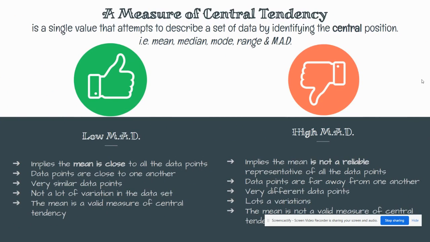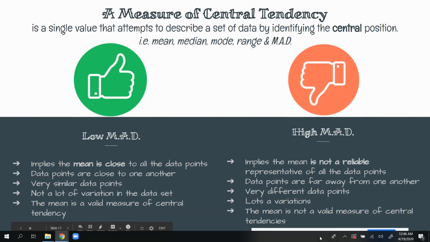The last thing I want to review and make sure that you understand today is what exactly a measure of central tendency is. A measure of central tendency is a single value. So it could be the mean, the median, the mode, the range, or the MAD, but it's one data point. And that data point or value is an attempt to describe the entire set of data by identifying the central position or the middle of that data.